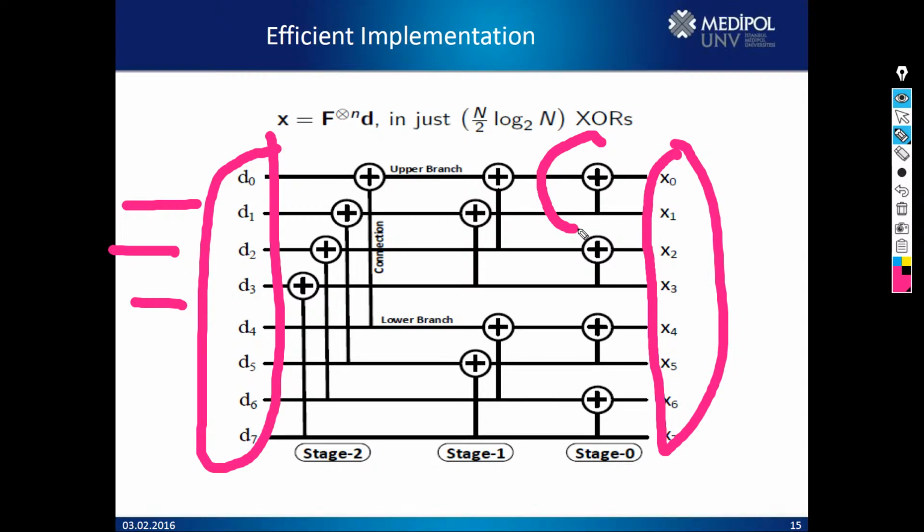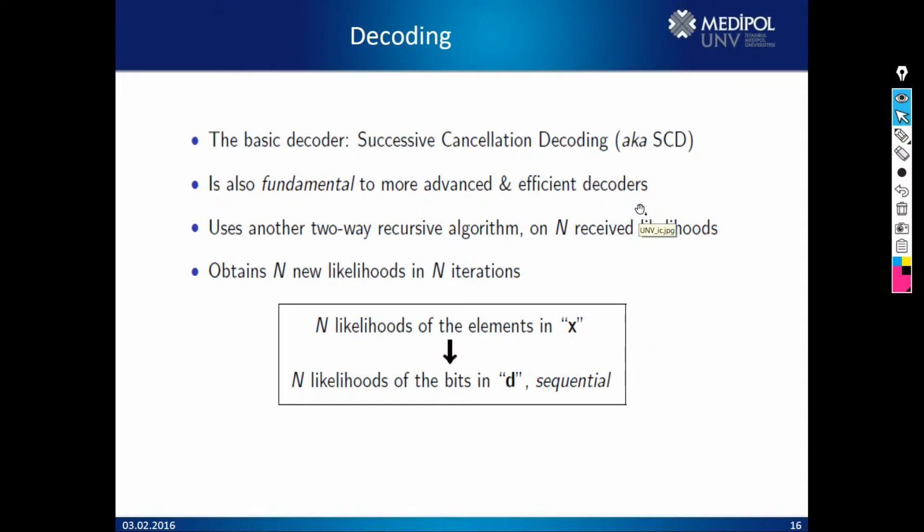The basic decoder we use is successive cancellation decoding. It is also fundamental to more advanced and efficient decoders. The key feature of this decoder is its low complexity. This is why we like it. It is very efficient and uses another two-way recursive algorithm.